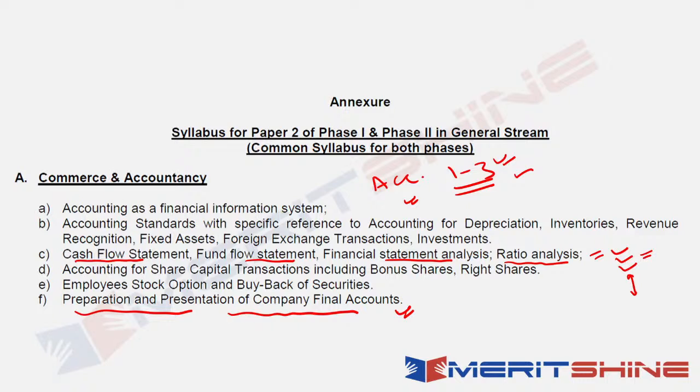For now, what we will do is accounting as a financial information system. It's the basics of accounting that you need to understand. Followed by that, what we have to also understand now in detail is the accounting standards. Thankfully, what they have given us in the syllabus is of limited scope. They have asked us to do depreciation, inventories, revenue recognition, fixed assets, foreign exchange transactions and investments. So that is our agenda for today.